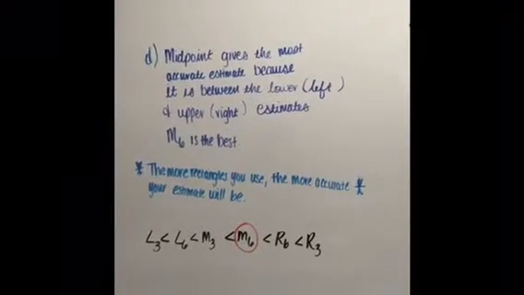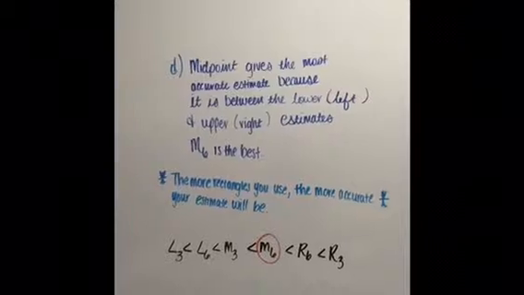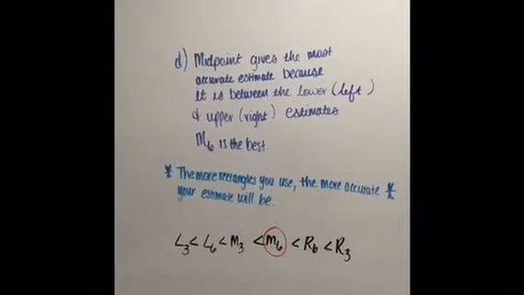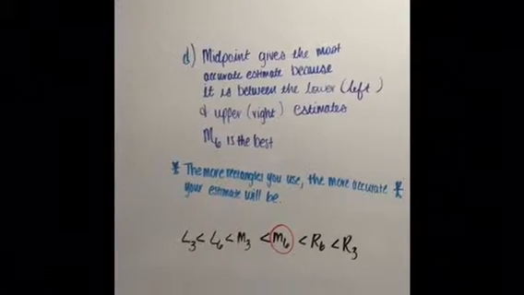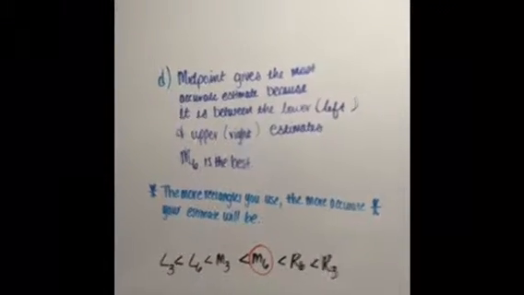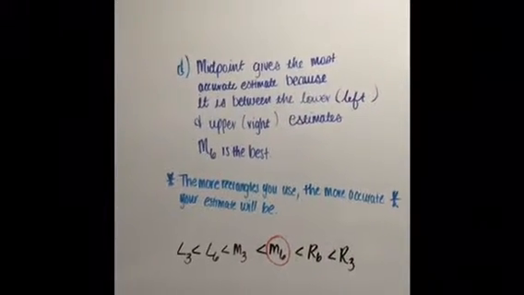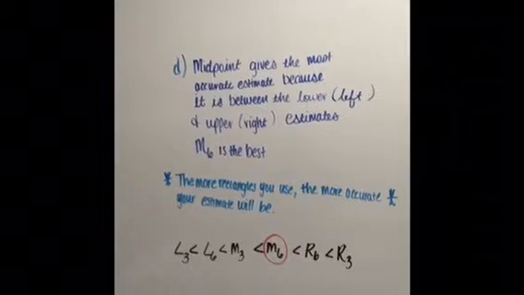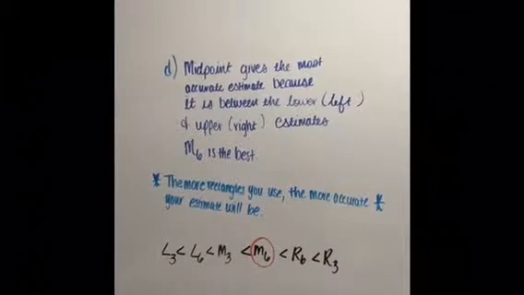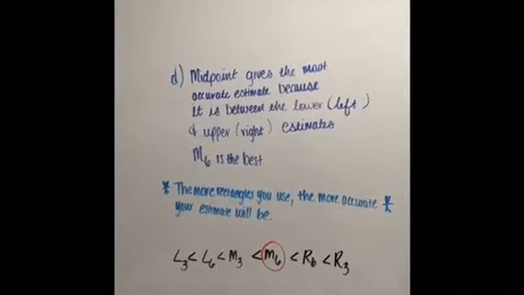The question was, from your sketches in parts A through C, which appears to be the best estimate. And here you can see that the midpoint gives the most accurate estimate because it's between the lower, which is the left Riemann sum, and the upper, which is the right Riemann sum. So M6 would be the best because the claim is the more rectangles you have, the better estimate you're going to get, because the more rectangles you have, the closer to infinity you get, which leads into limits and leads into our integral.